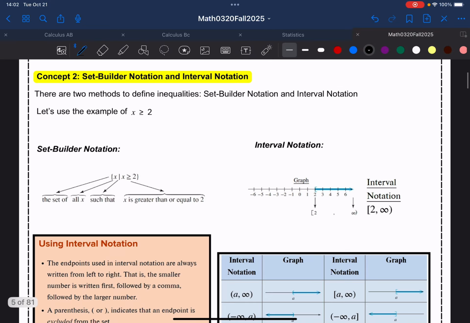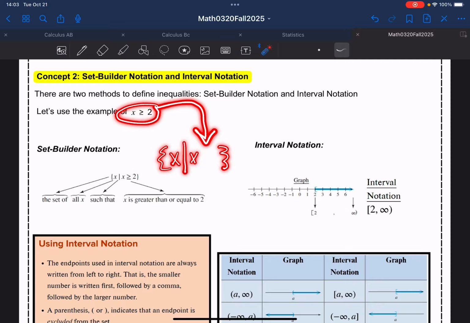Concept 2 is the difference between set builder notation and interval notation. In this example, I am using the inequality x is greater than or equal to 2. For set builder notation, it is always going to look like this form. Notice it has curly brackets, and then it has x, and x is just representing the variable, such that, and then notice how this entire thing just went right here, x greater than or equal to 2. So when we do set builder notation, we're just rewriting the inequality inside of those curly brackets with the x and the bar representing such that.